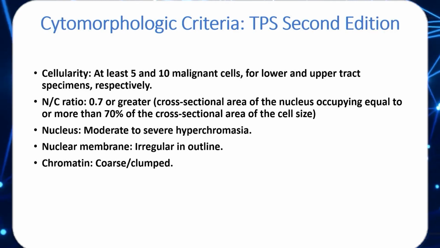So this is basically now the new cytomorphologic criteria of the second edition. It is exactly the same, except the question came up, what is 0.7 or greater as far as NC ratio? So I actually wrote this up as a whole sentence here: cross-sectional area of the nucleus occupying equal or more than 70% of the cross-sectional area of the cell size. So no discussion as far as what NC ratio of 0.7 or greater means. But the other criteria are still kept the same.